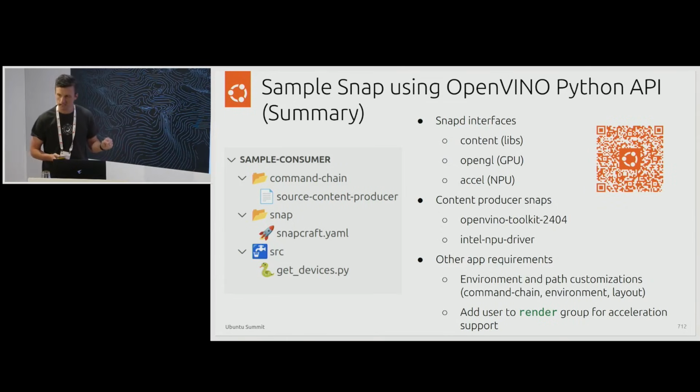One other very important detail that I haven't mentioned yet is that the user that you're running as will need to be in this special Unix group called the render Unix group. And that's because the device nodes for the accelerators are owned by that group.